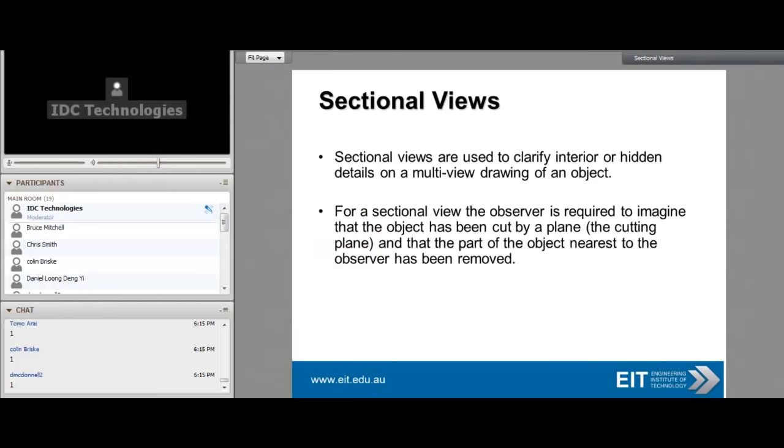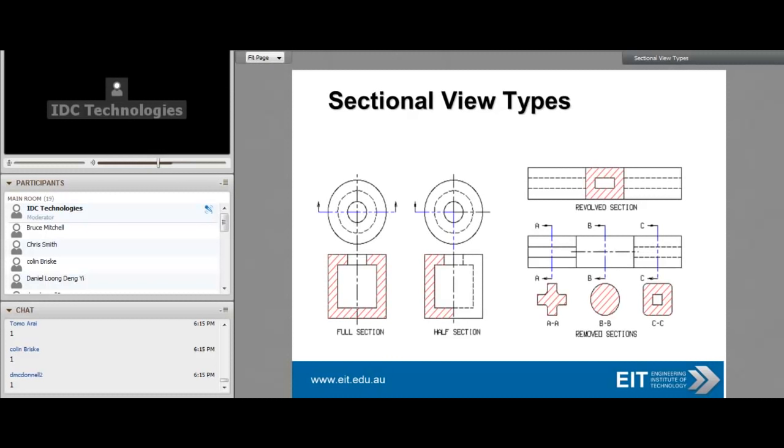Moving on. Sectional views are very, very useful. They're so powerful, guys. They really help you understand what you're looking at when you look at a drawing. And a sectional view is an imaginary slice through an object so that you can see what it looks like.